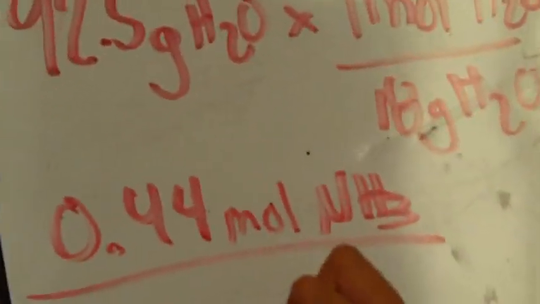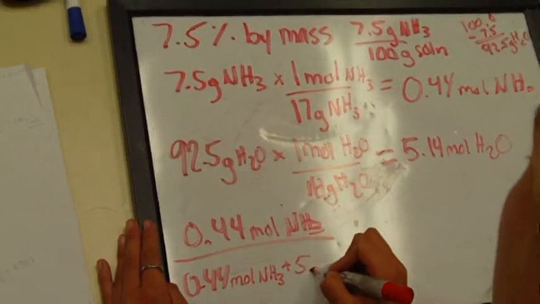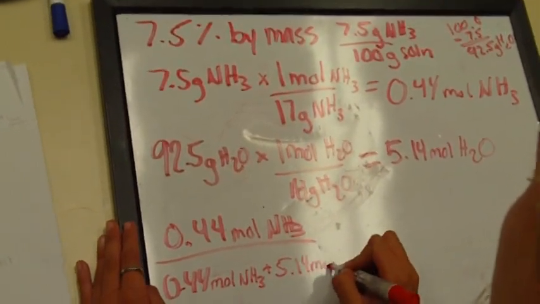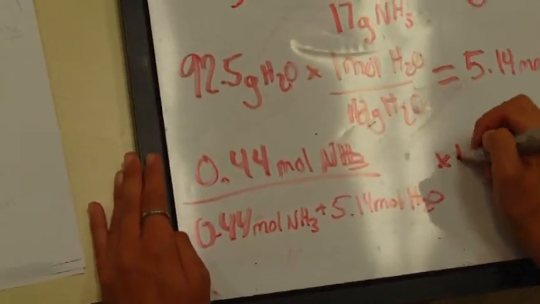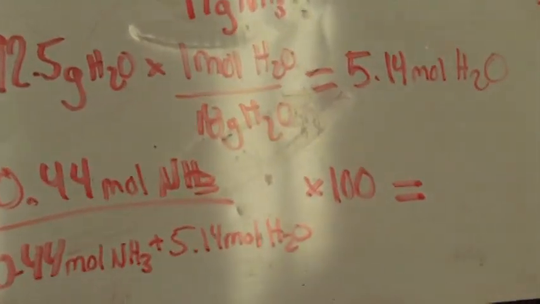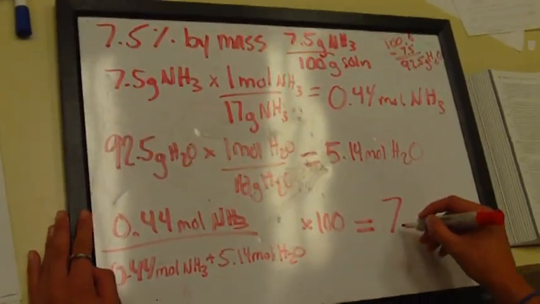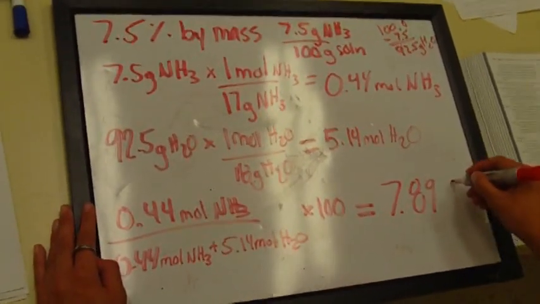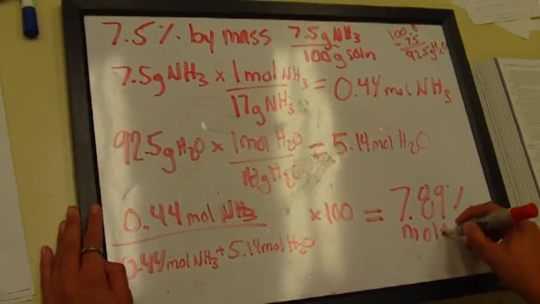0.44 moles of ammonia plus 5.14 moles of water. And then we're going to times it by 100 to get the mole percent. So after doing that calculation, you end up with 7.89%. That's your mole percent.